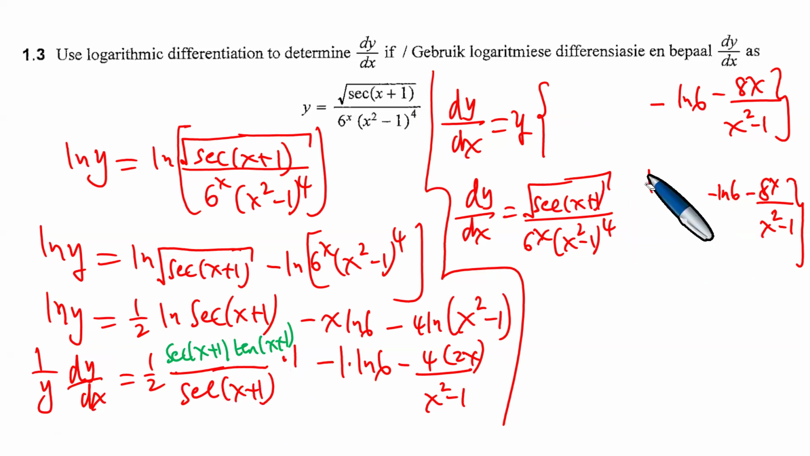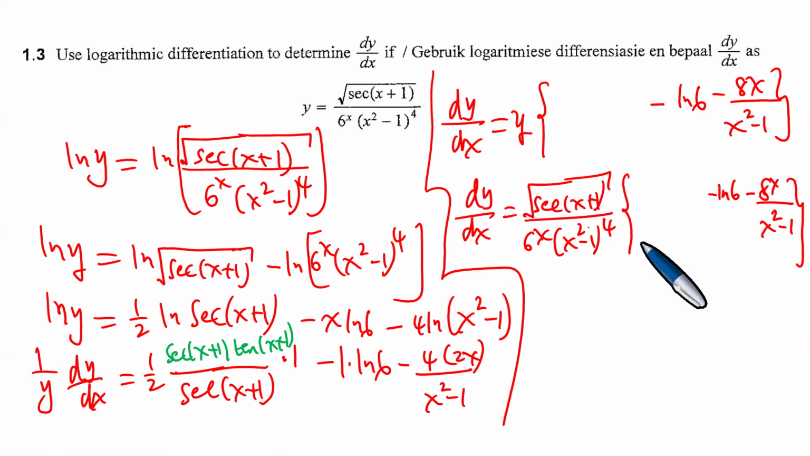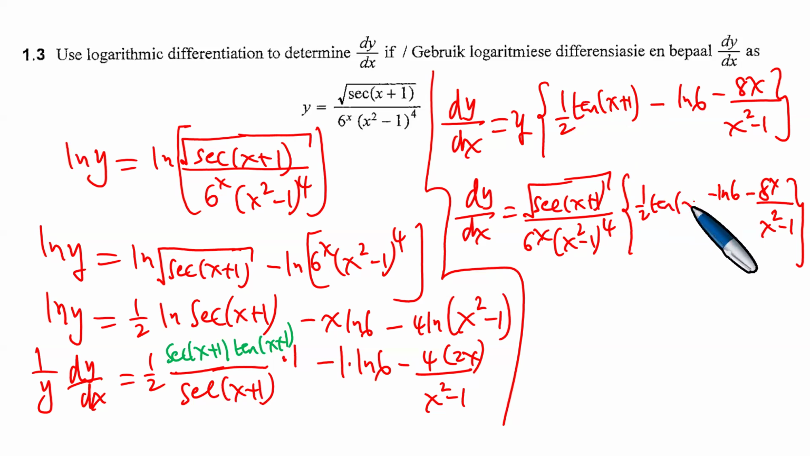So we're going to have a change to this one. So this is going to be 1/2 the tan of x plus 1. 1/2 the tan of x plus 1. So this is exactly what we get.